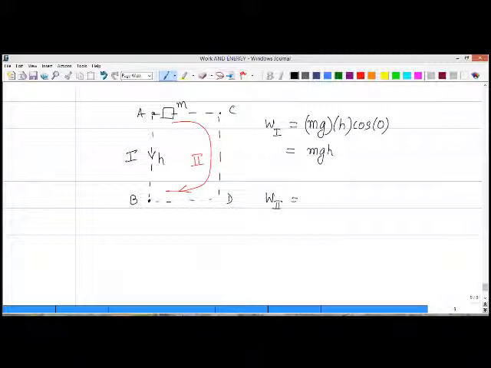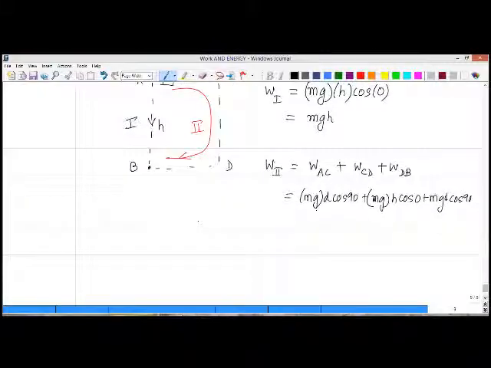Now let's find the work done along path 2, and that happens to be the work done from A to C, work done from C to D, and then work done from D to B. Now if you look at the work done from A to C, you'll see that gravity makes an angle of 90 degrees with the displacement, and so the work will be 0. Let's just write this down. It will be mg times, let the distance traveled be d, times cosine of 90, plus along C to D it will be mg times h times cosine of 0, and then once again from D to B it will be mg times some d times cosine of 90.